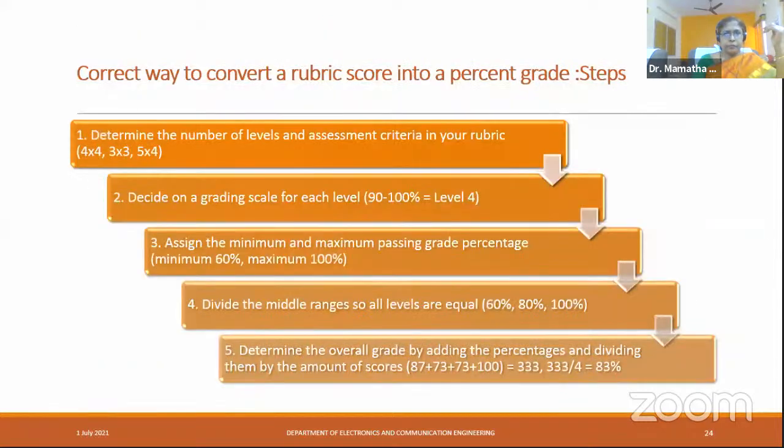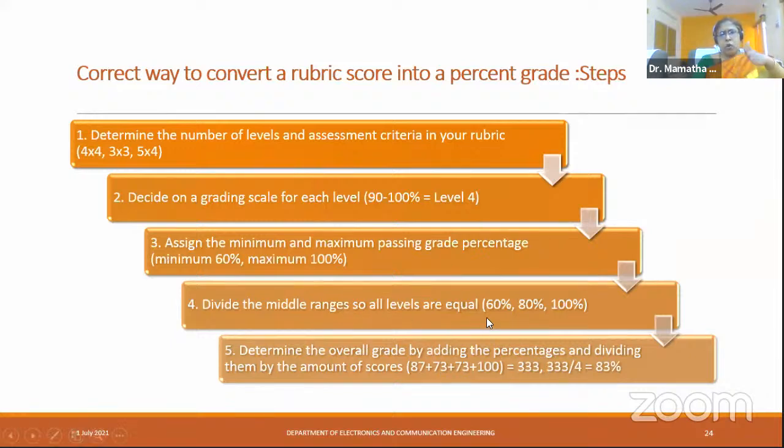So the correct way to convert a rubric score into a grade. This is just a guide, that's all. Determine the number of levels and decide on each grading level the percentages. If a student scores something above 90, it can be considered as level 4. Like that, for each group, you can indicate the level and then assign minimum and maximum passing grade. Suppose minimum is 60 and maximum is 100%.